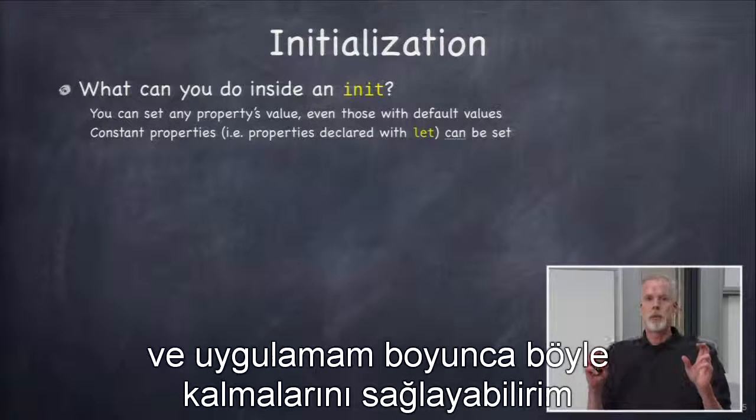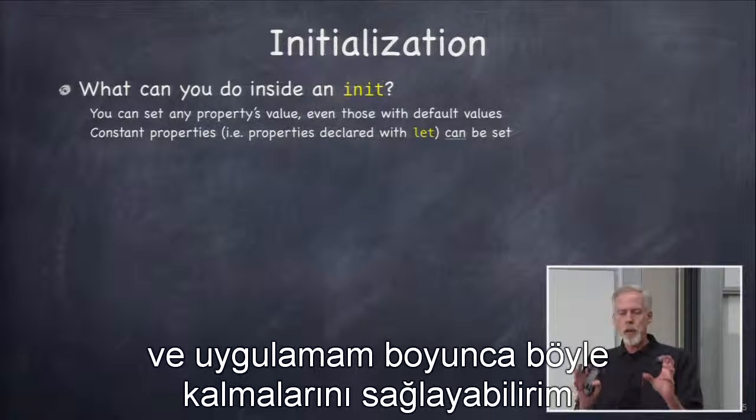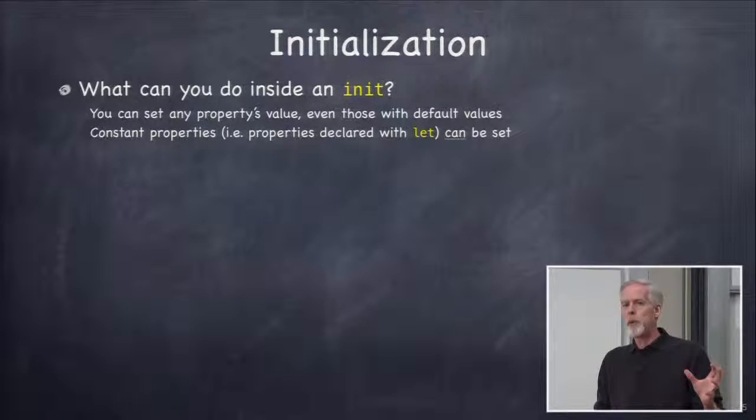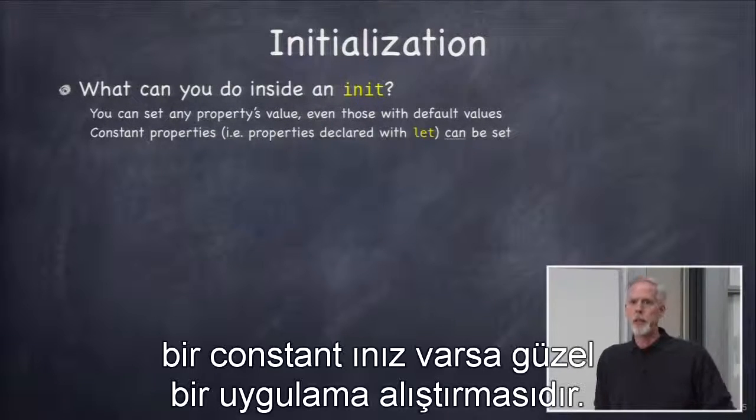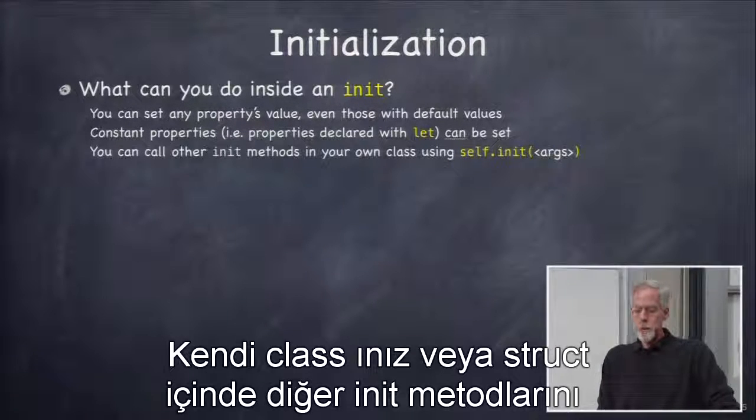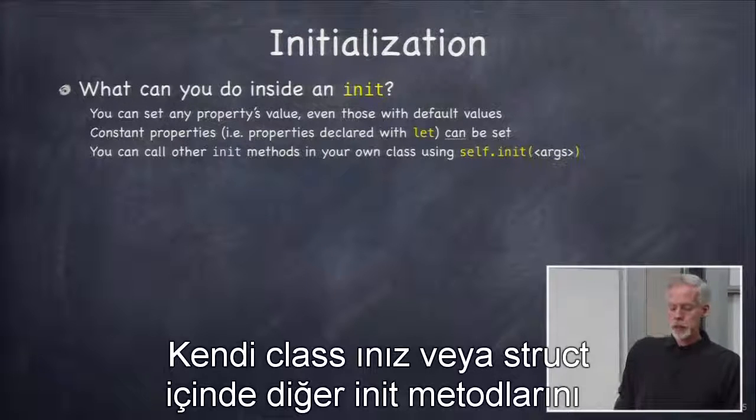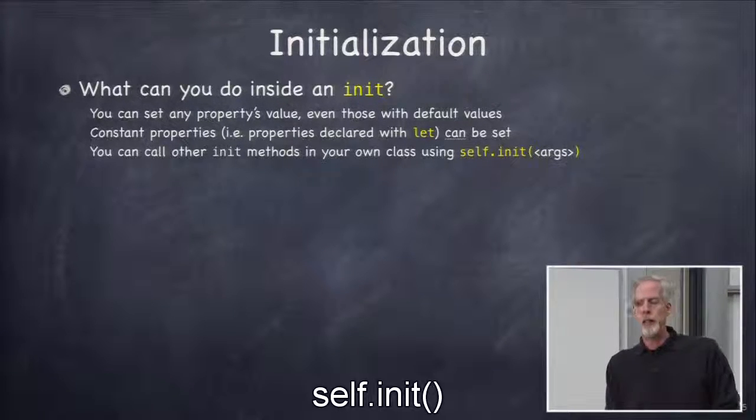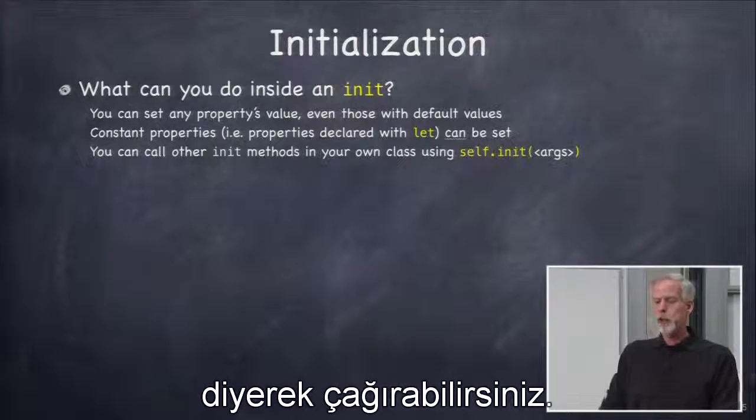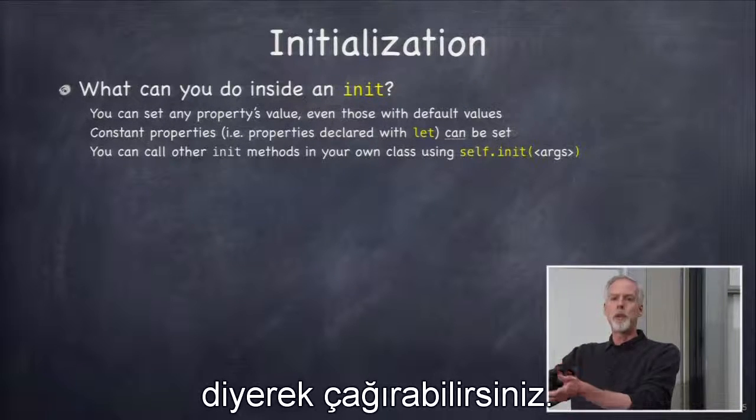I can have constants for my class that are created at initialization and stay the same for the whole lifetime of my instance. And absolutely you can. And you initialize them in your init. That's actually good practice if you have something that's constant like that. You can call other init methods in your own class or struct using self.init. Self.init, you can call the other ones with the ones that have different arguments.